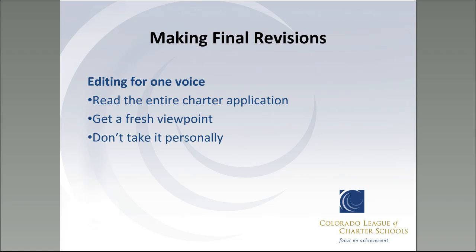And then we've talked about it several times, that editing for one voice. After you think that you have your final revision done, read your entire charter application. Have several people read your entire charter application, because we were actually printing it to submit to our author and found some typos, and some places where we weren't consistent, and we'd have to go and reprint because we would just happen to glance and see it. So make sure you read that entire application. That's your final revision. And then get a fresh viewpoint.